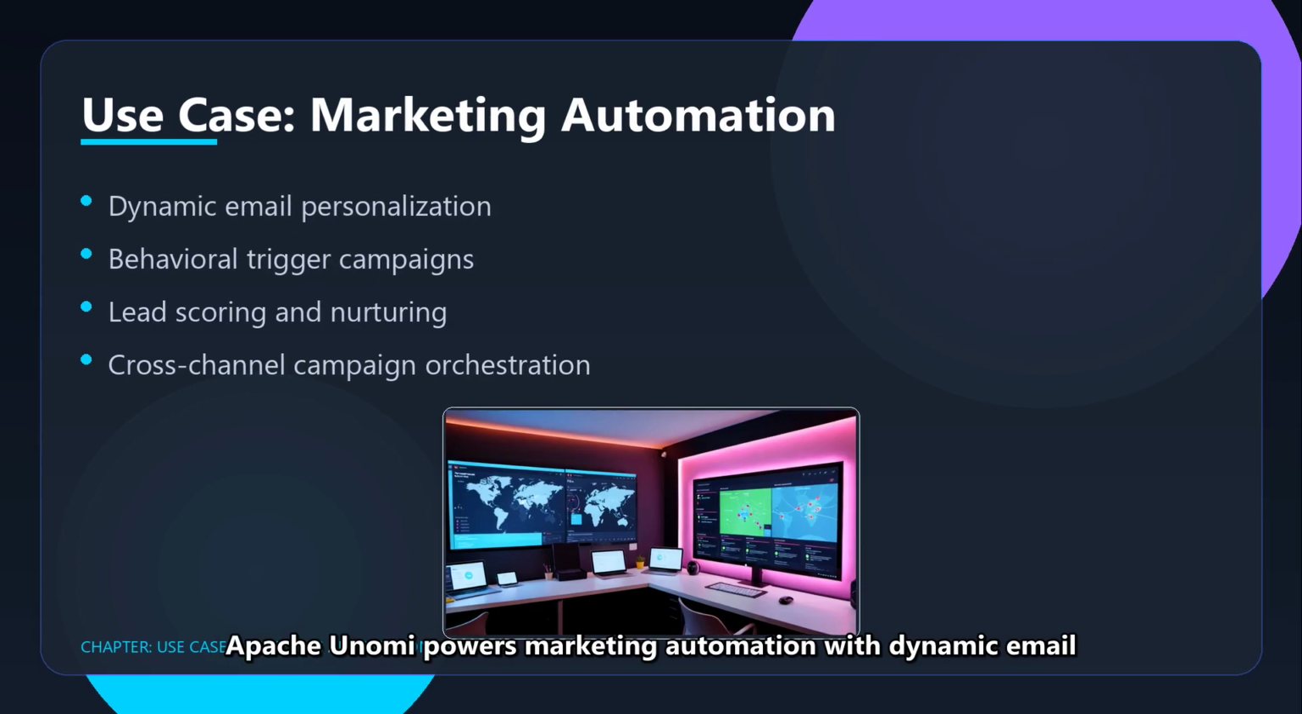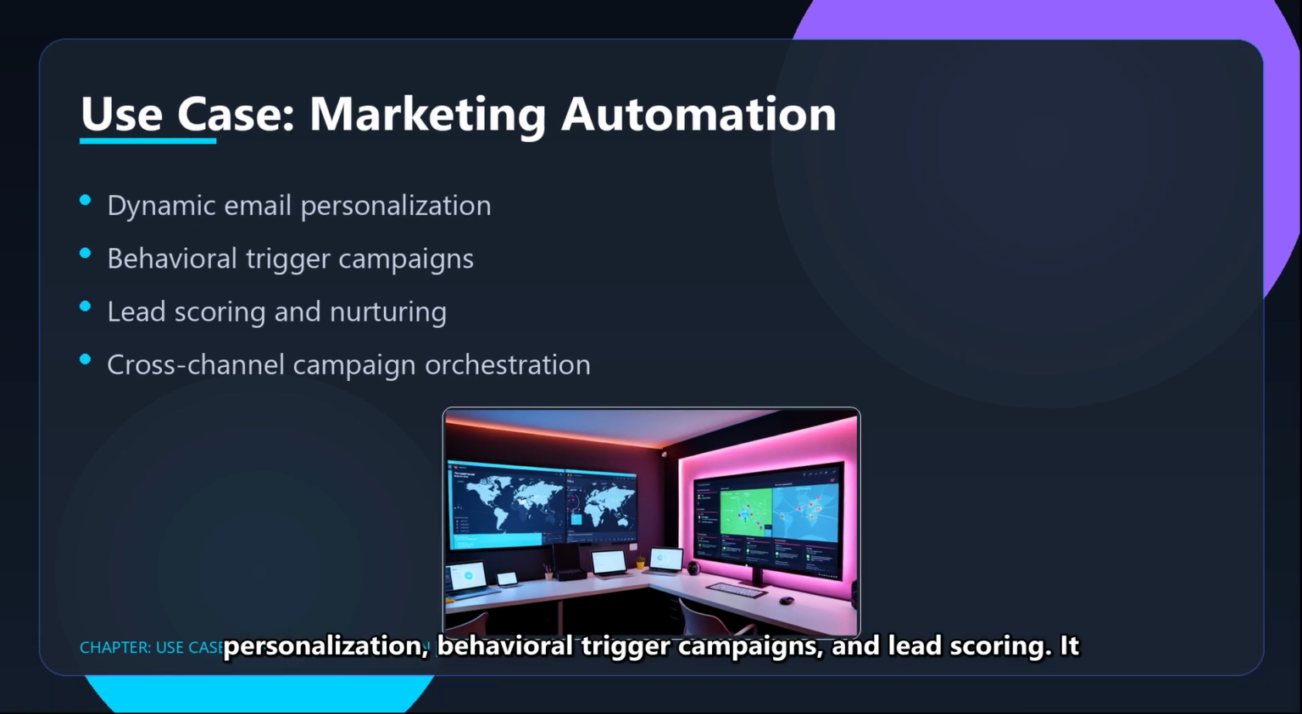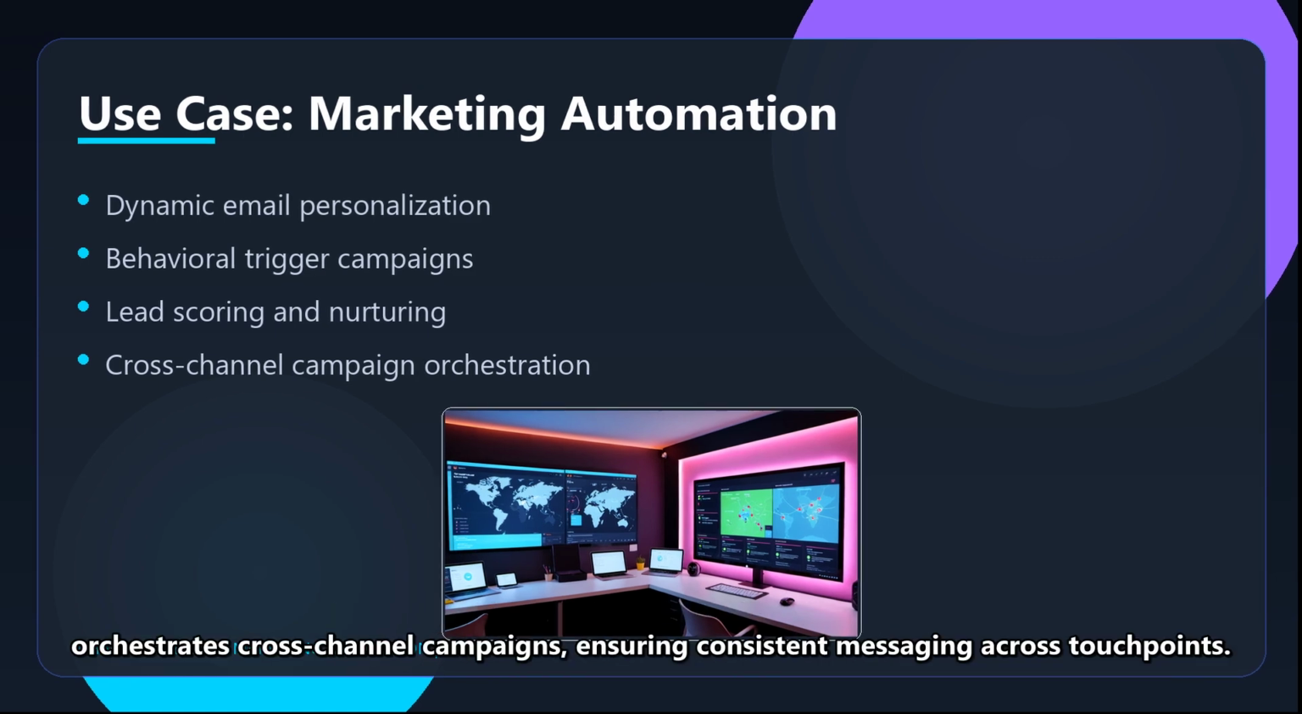Apache Unomi powers marketing automation with dynamic email personalization, behavioral trigger campaigns, and lead scoring. It orchestrates cross-channel campaigns, ensuring consistent messaging across touchpoints.